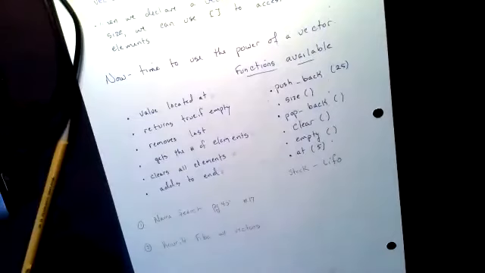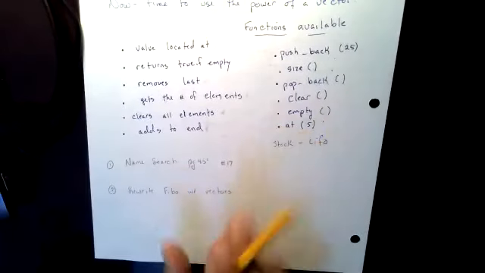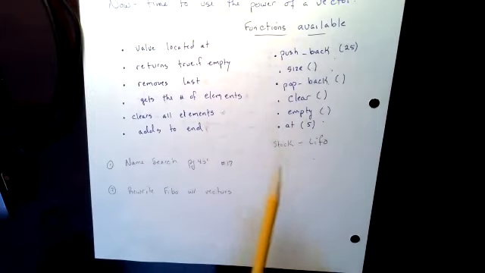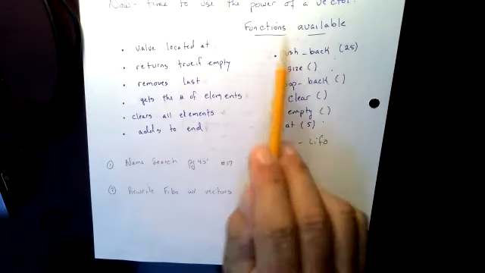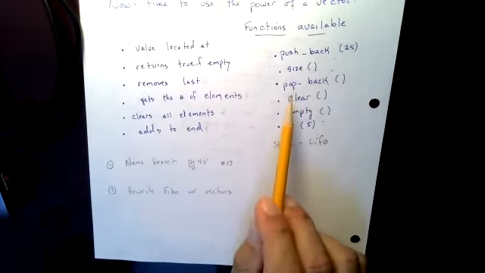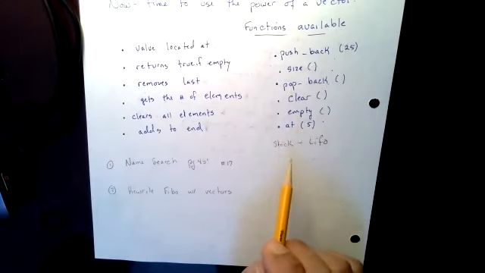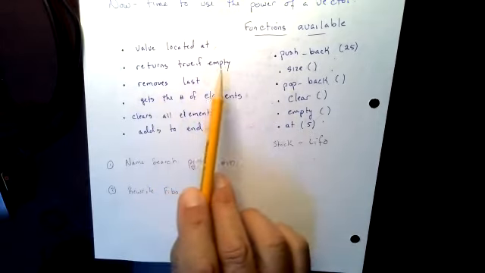So if you typed in program 727, you're going to start to get an idea of the first one on my matching list. One of these is in code listing 727, and you can match it up and tell me what it means. Well, let's see. Push back 25. These are the functions that are available. Size, pop back, clear, empty, at 5. All right. Value located at, returns true if empty.